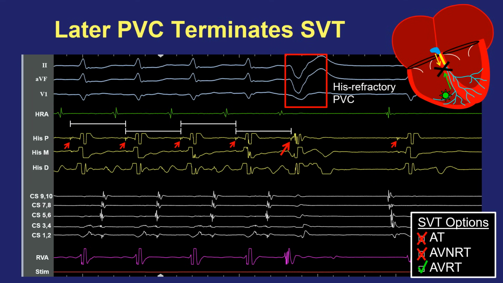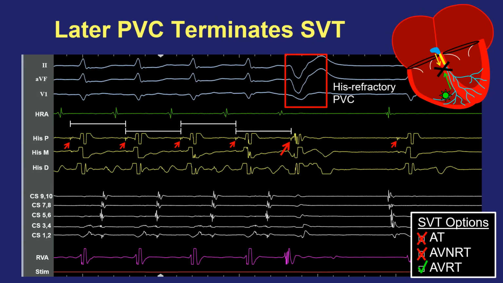We've now made the diagnosis of AVRT because we not only terminated the tachycardia with a ventricular event without pre-exciting the A, which rules out AT, but we also did it while the His bundle was refractory, which means we couldn't have possibly gotten into the AV node, so we can rule out AVNRT. This could only have been AVRT.